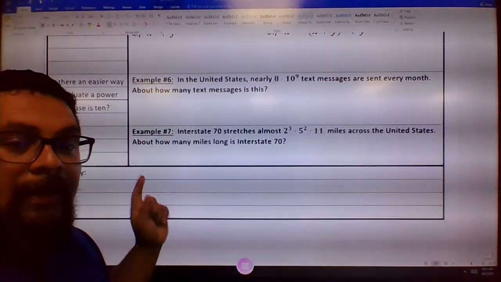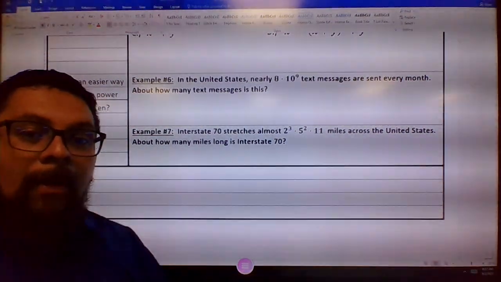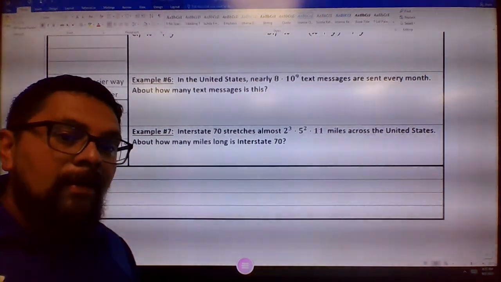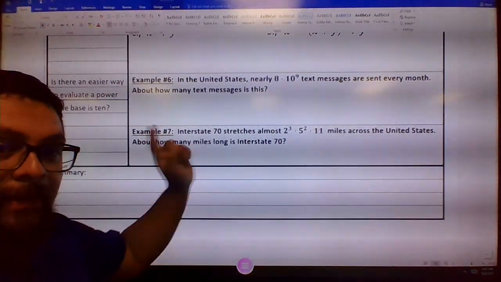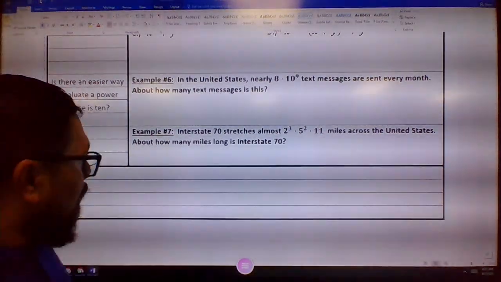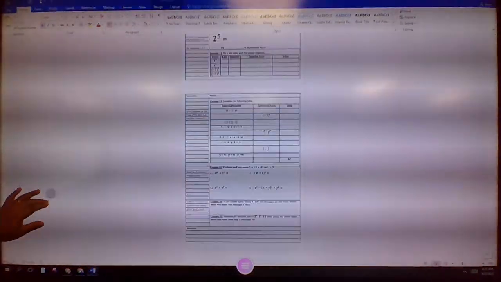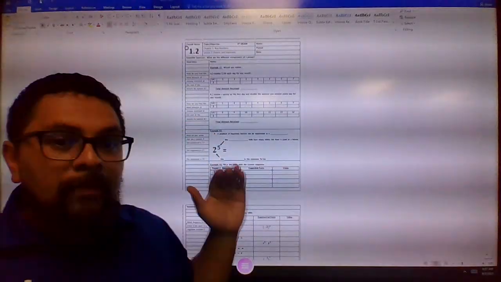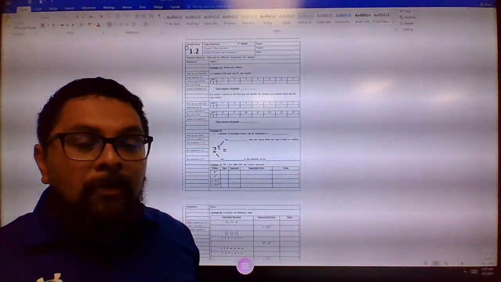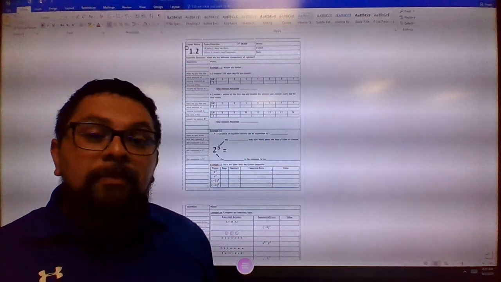The summary is: what are the components of a power? The components of a power are the base and the exponent. Those are the components of a power. That's our lesson, lesson 1.2. Make sure that if you're not done with some assignments for 1.2, you go back and complete them.